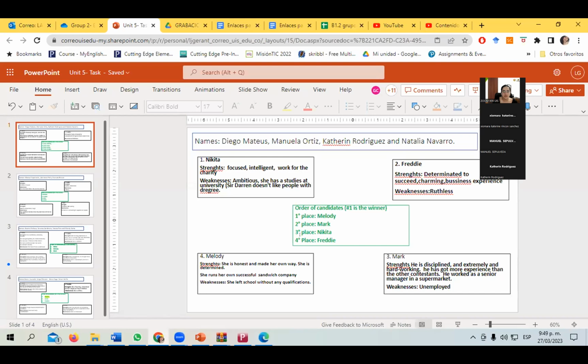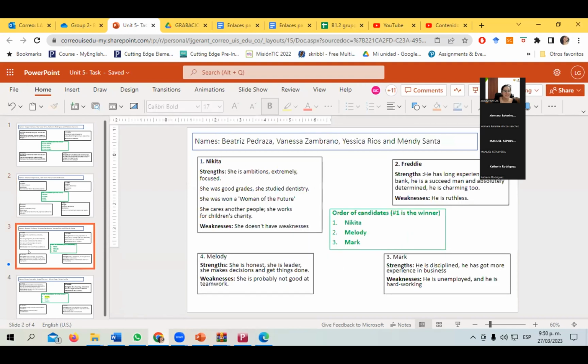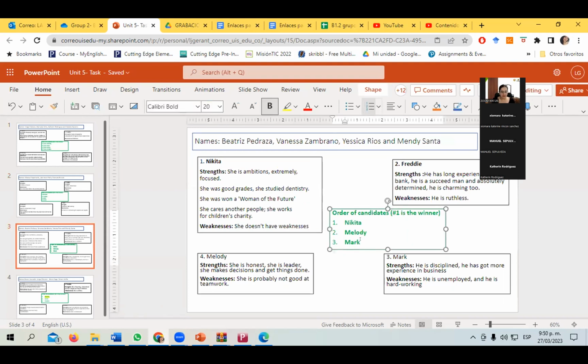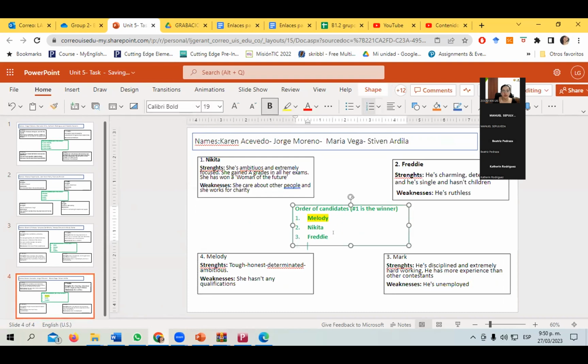And who did you fire? Freddie for the first group, Nikita for the second. Wow, why? Maybe number 4 also Freddie? Group 3, yes, teacher. And group 4, you fire Mark, yes? Like this. All right, guys, excellent.